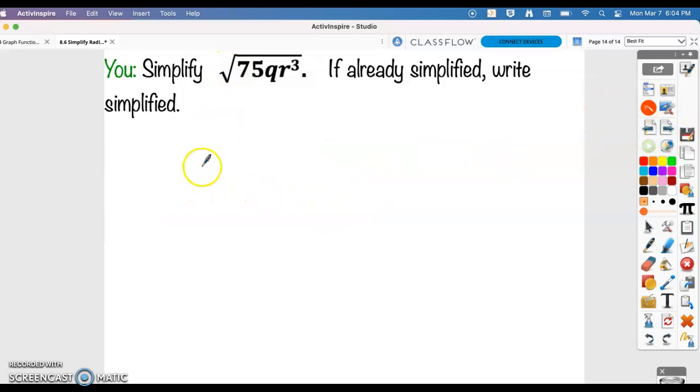And our last one, so 75. So the biggest numbers there I have would be 25 and 3. I only have one q, so I can't make it anything it's not. R to the 3rd, I can break that into an r to the 2nd and an r. Okay, so square root of 25 is 5. Q, nothing I can do. Square root of r to the 2nd, remember that would just be r. And what is left on the inside is 3, a q, and an r.